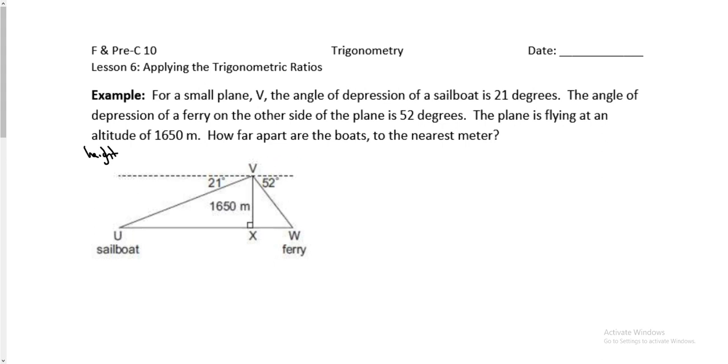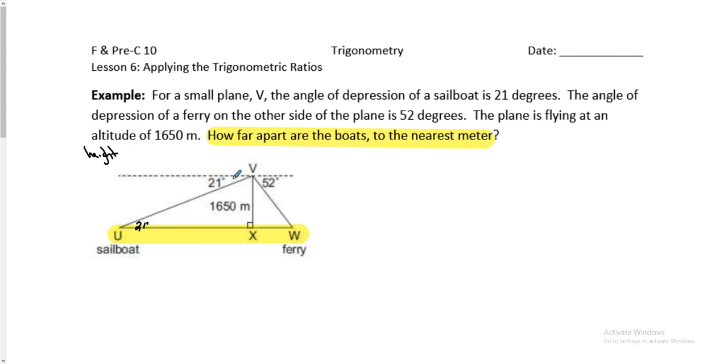So, what am I looking for? How far apart are the boats? I'm trying to find this total length here. Now, I don't have any angles inside these triangles except for this 1,650. If you remember your transversal planes geometry, you will remember that this is 21 degrees.